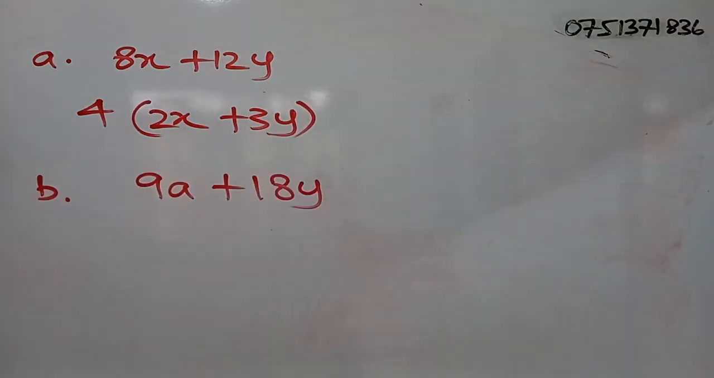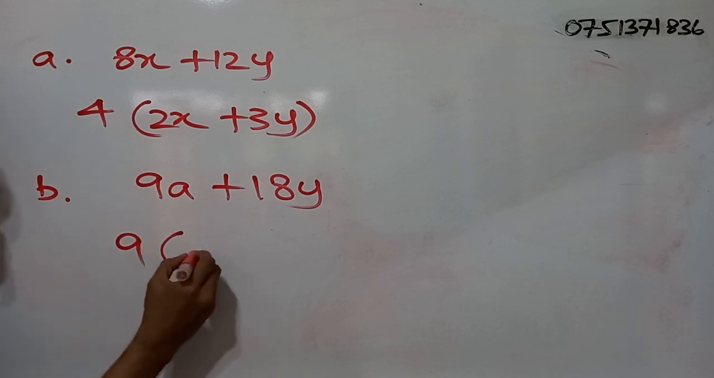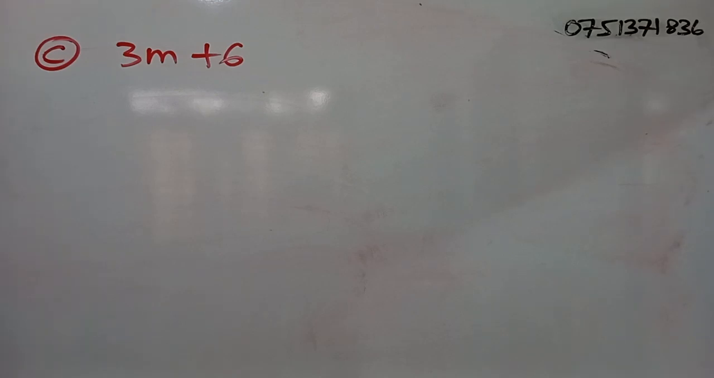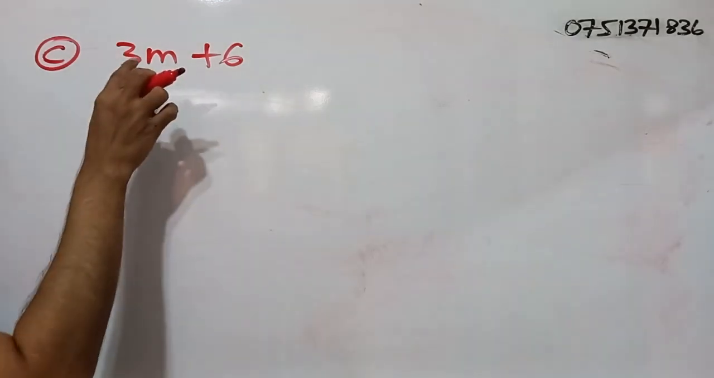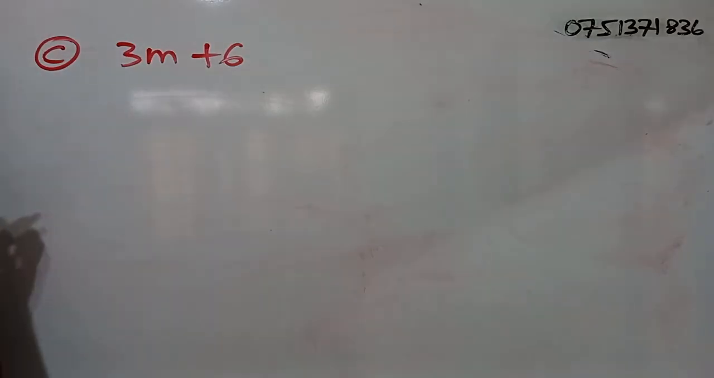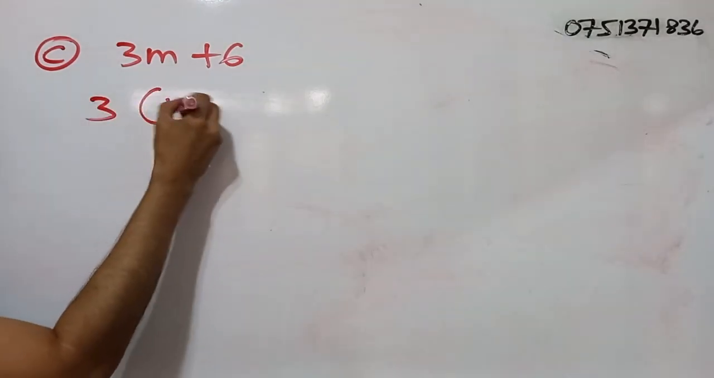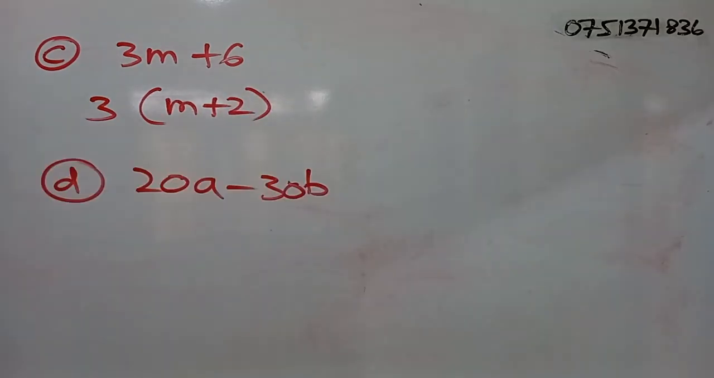Okay, simple B. What is the common factor? We can take 9. So what goes inside the brackets? A plus 2y. Right, simple C. So when we consider these two terms, what is the common factor? 3. So what goes inside? M plus 2.